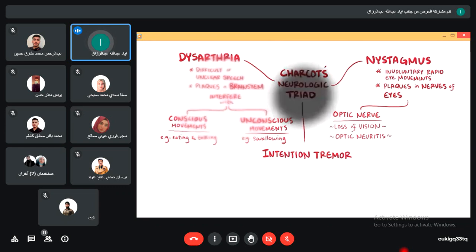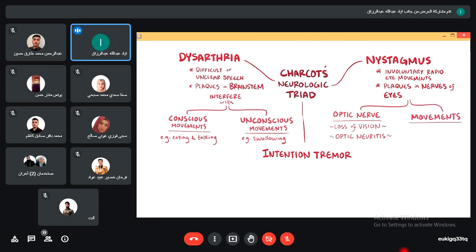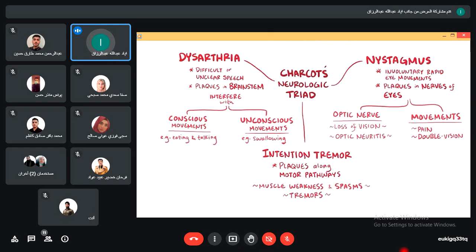Additionally, if there's damage to the nerves controlling eye movement, then eye movements can be painful and there can even be double vision if the eyes no longer move in a coordinated way. Finally, intention tremors can be caused by plaques along the motor pathways in the spinal cord, which can affect outbound signals like skeletal muscle control. Motor symptoms can include muscle weakness, muscle spasms, tremors, and ataxia, which is a loss of balance and coordination. In serious cases, this can lead to paralysis.